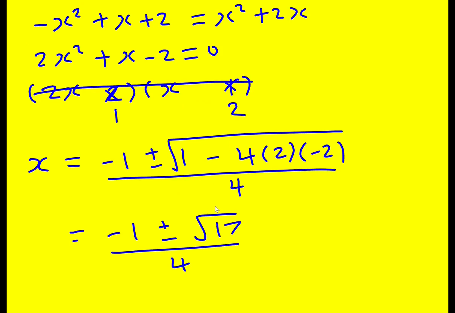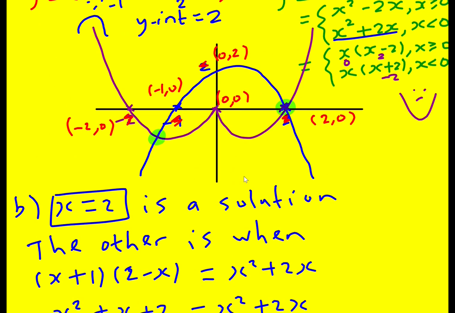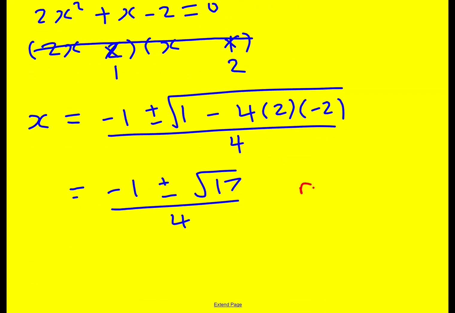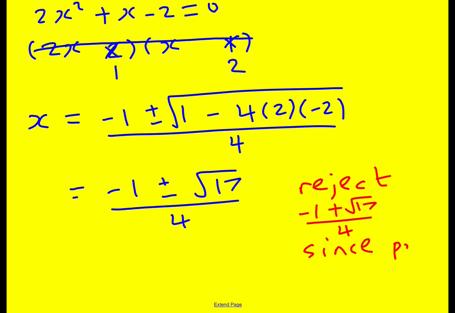Now, this gives us 2 solutions, but it's actually given us a spurious solution, because it's given us what we would get if this curve carried on here. That would be for a positive value of x. So I'm going to reject the positive value of x. Reject minus 1 plus root 17. This must be greater than 0, since it's positive. Therefore, x is minus 1 minus root 17 over 4.